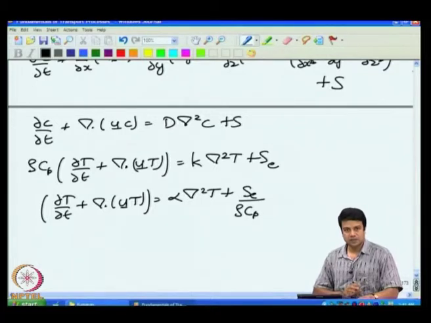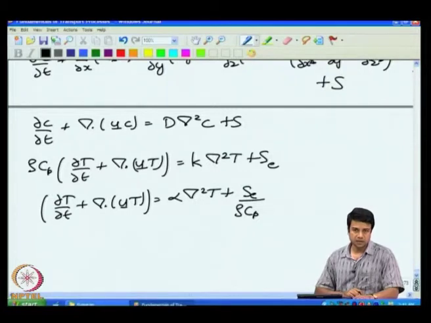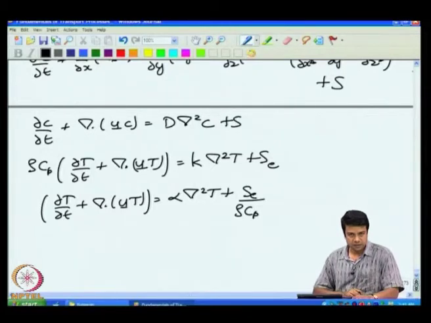And you can see that both the mass and the energy conservation equation have exactly the identical form. Both of them are first order differential equations in time. So, you need one initial condition. They are second order differential equations in space. So, you need at least 2 boundary conditions in each coordinate that you consider.